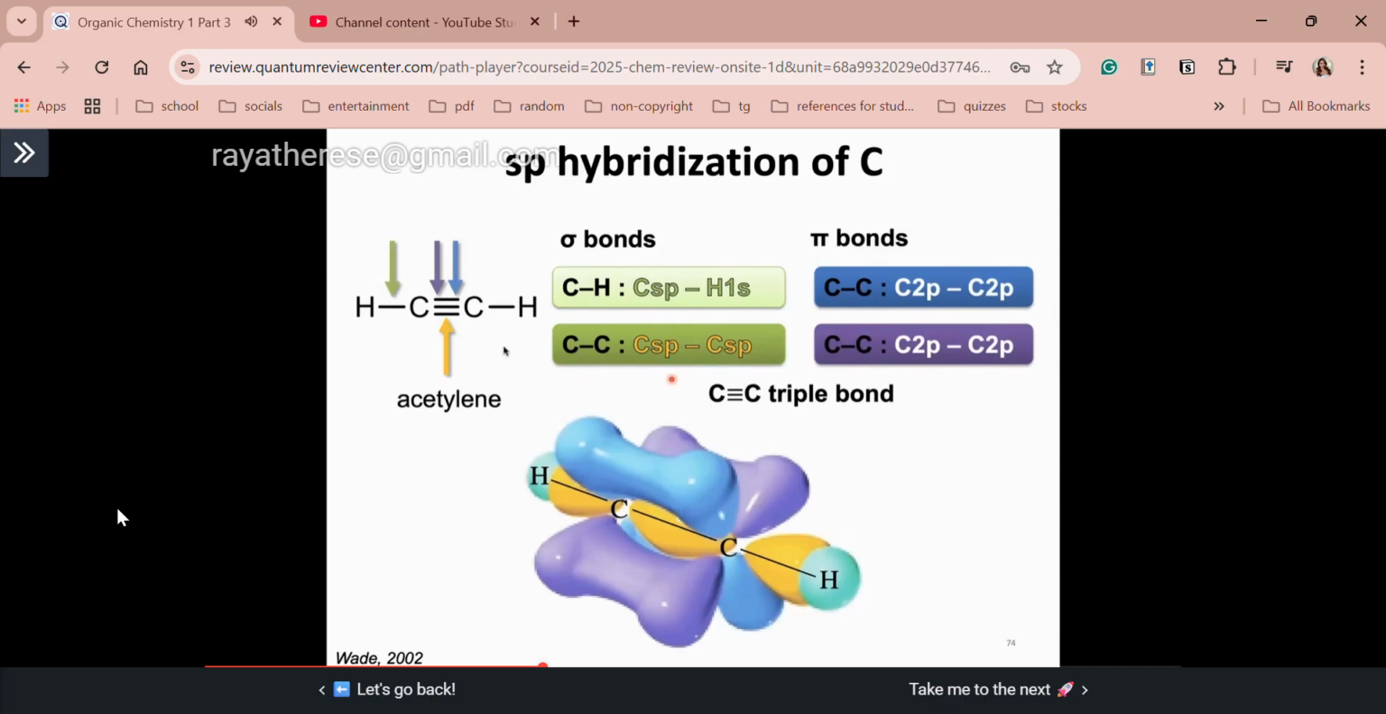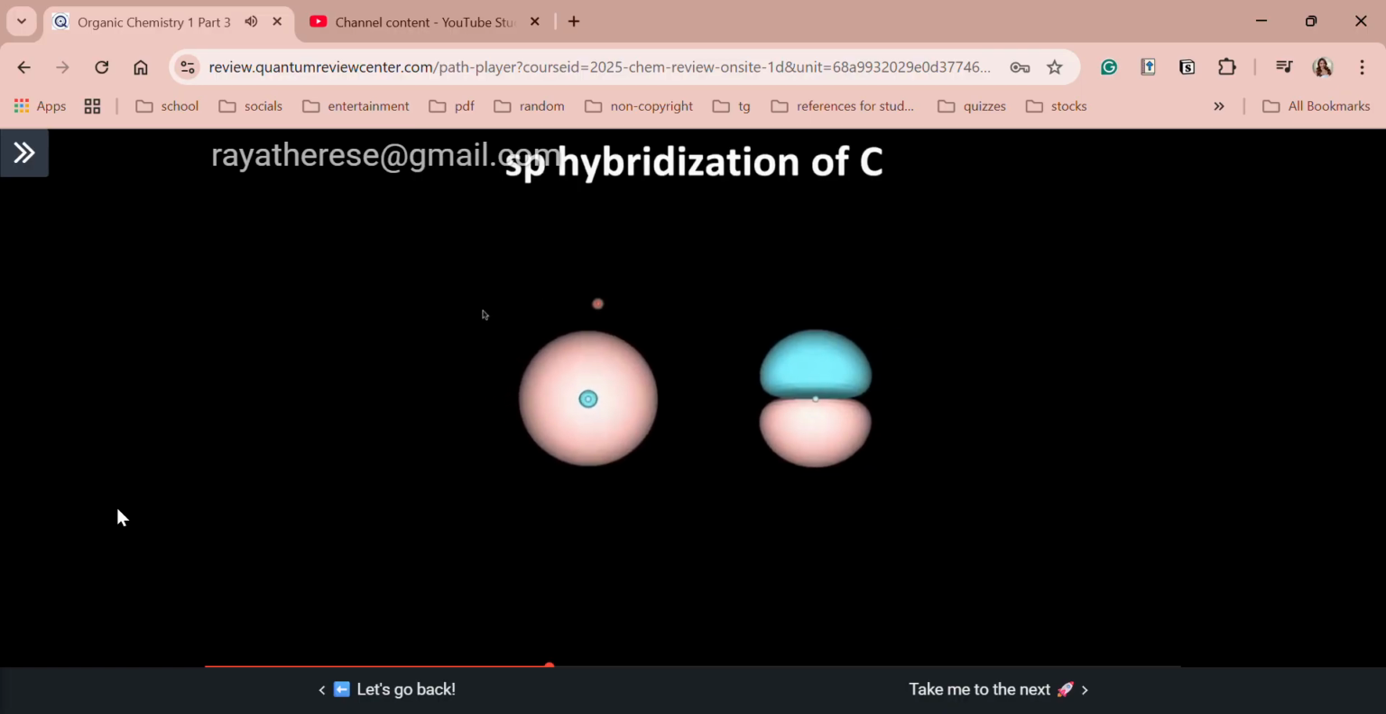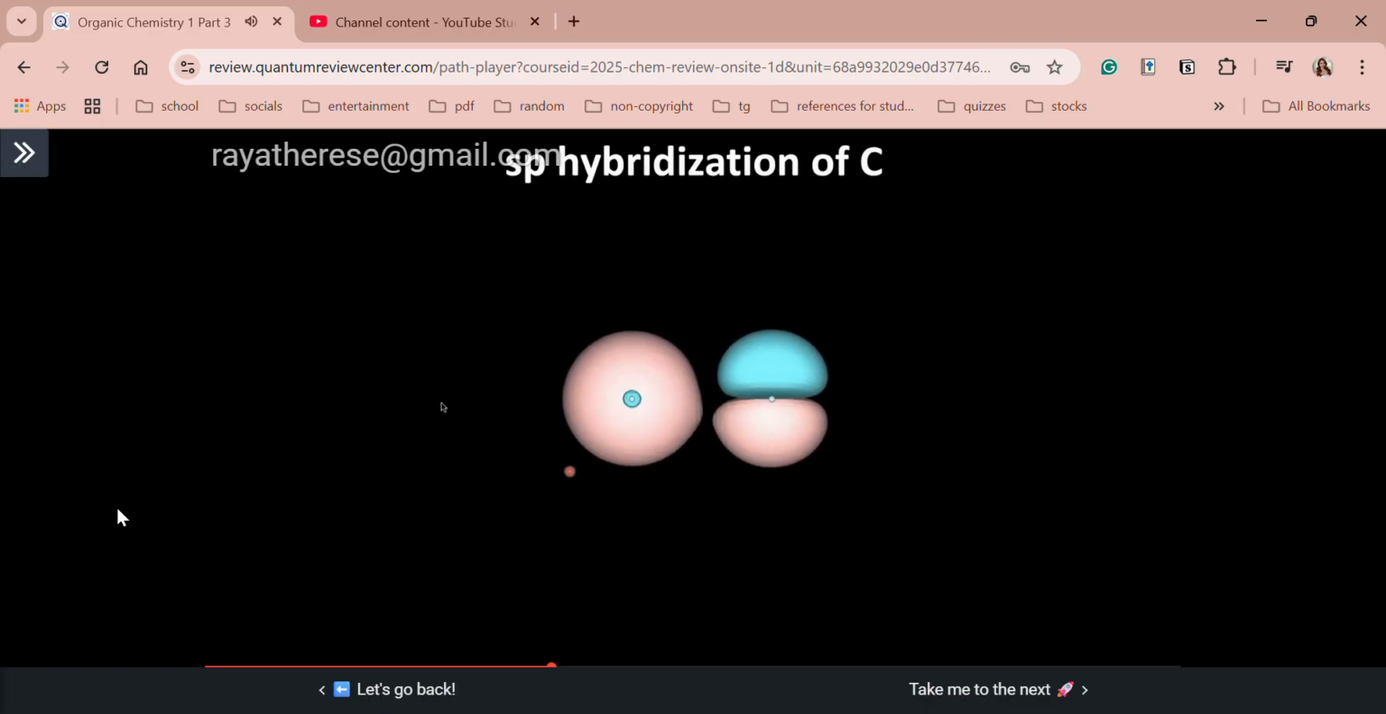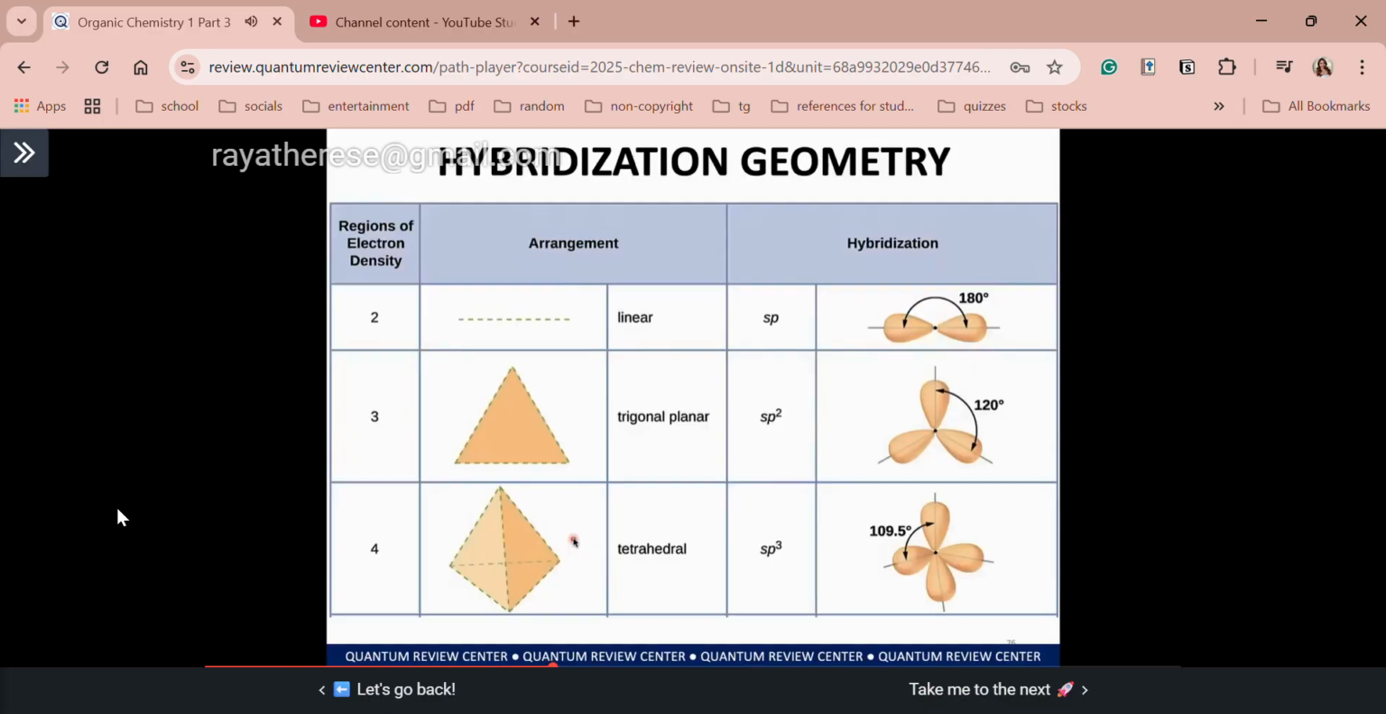Class, for your sp hybridized orbital, as you can see, the molecular geometry is linear, so that's why the bond angle for our substituents here is around 180 degrees apart from each other. For our visualization, check, we only have one s orbital and one p orbital here in order to form our sp hybridized carbon. Class, let's summarize the hybridization geometry in our next slide.